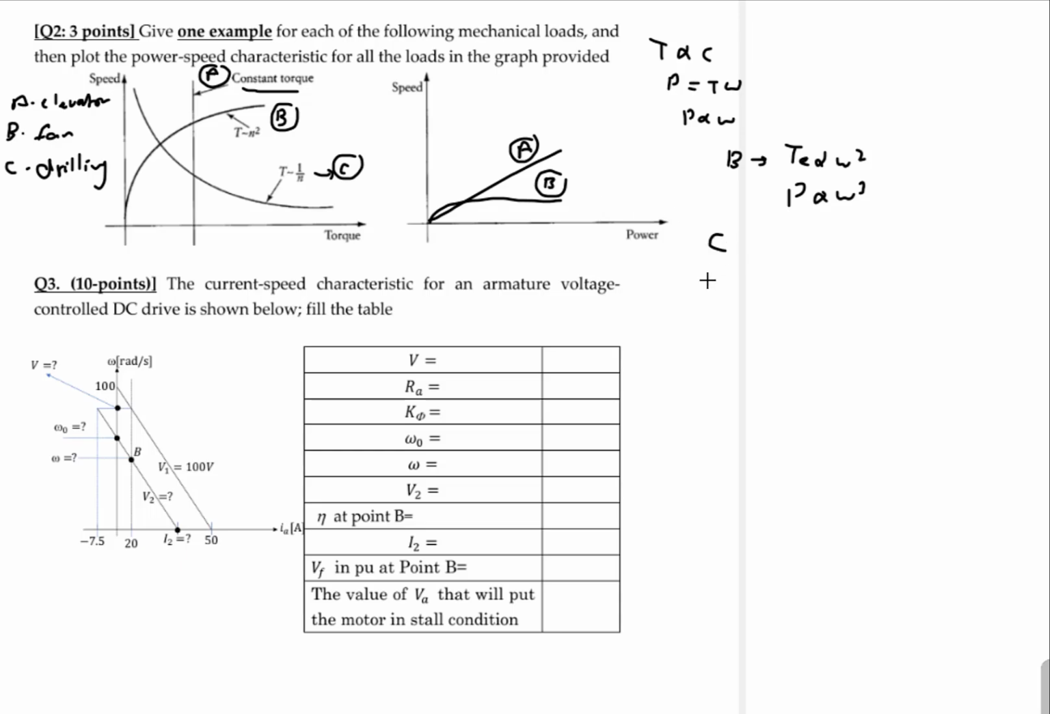For the C, we know that here the torque is inversely proportional with the speed, so the power will be proportional with a constant C, so the power will be constant. So this is the C.